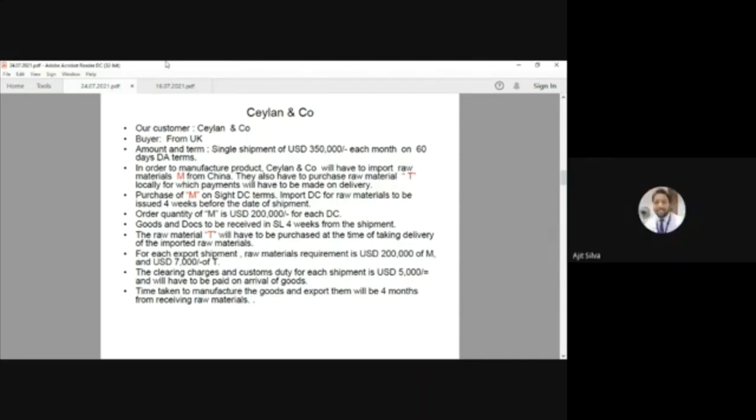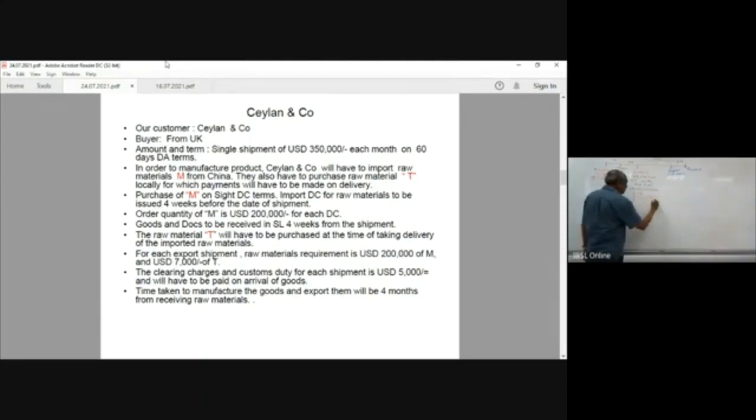Clearing charges. For that, short term or OD facility.